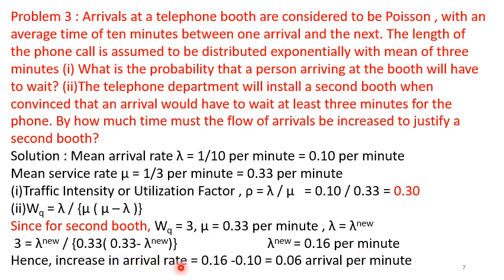Hence the increase in arrival rate. The new lambda value is 0.16 per minute, and the previous, original arrival rate was 0.10. So by how much must the flow of arrivals be increased to justify a second booth? The increase in arrival rate is 0.06 arrivals per minute.